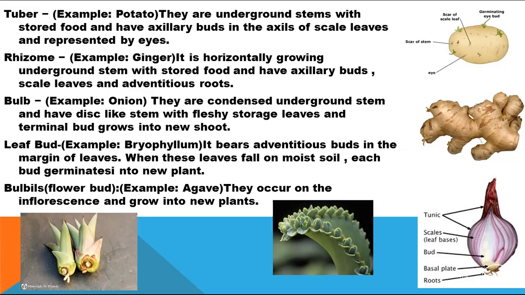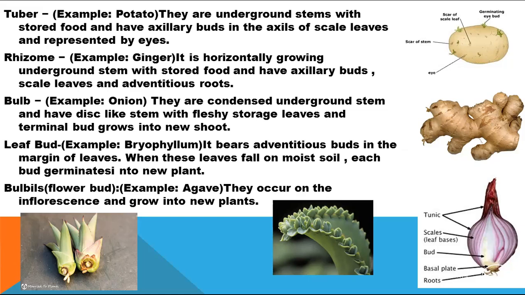Rhizome, for example ginger. It is a horizontally growing underground stem with stored food, and it bears scale leaves, adventitious roots and axillary buds. The buds grow into aerial shoots during favorable conditions.